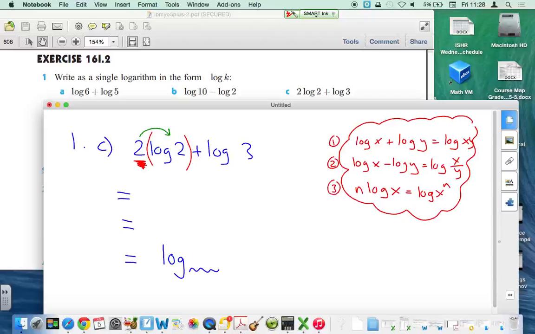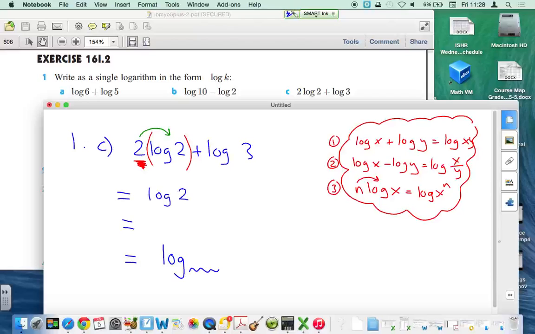Now, if I number the rows over at the side here, remember that these laws can be worked in reverse as well. Which of those laws am I going to use to bring that 2 inside? First, second, or third? Third one, this one here. N log x, because if you look at that row, the n basically comes inside and becomes a power. So my next line in this one will be log.